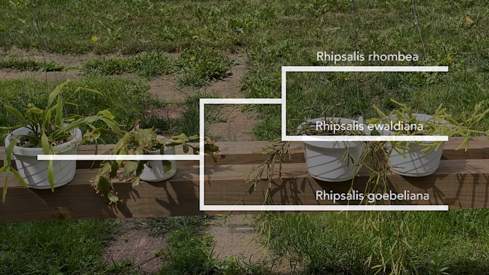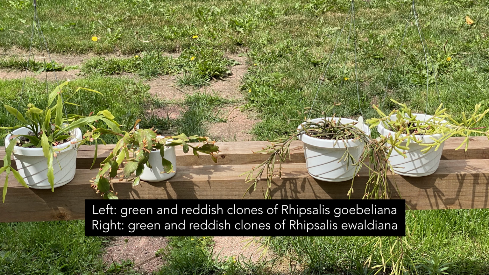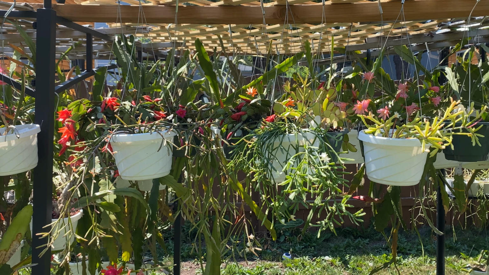Now, goebeliana is not in the sister group. It actually forms a clade, which is defined by what I just said. However, for Rhipsalis goebeliana, Rhipsalis ewaldiana and Rhipsalis rhombea are its closest relatives. And with Rhipsalis goebeliana, you see the same thing. It has a very similar flower, and you see clones that share these traits with Rhipsalis ewaldiana. You have a very bright green clone, you have clones that are more reddish, and you have clones that are more of a solid greenish color. And again, you see this variation in the berries.